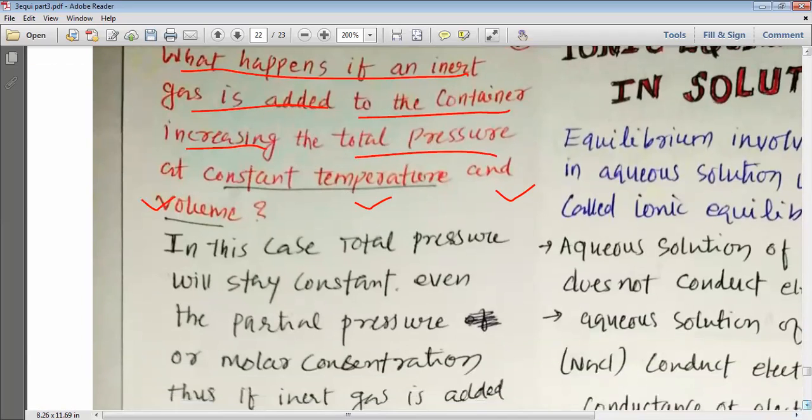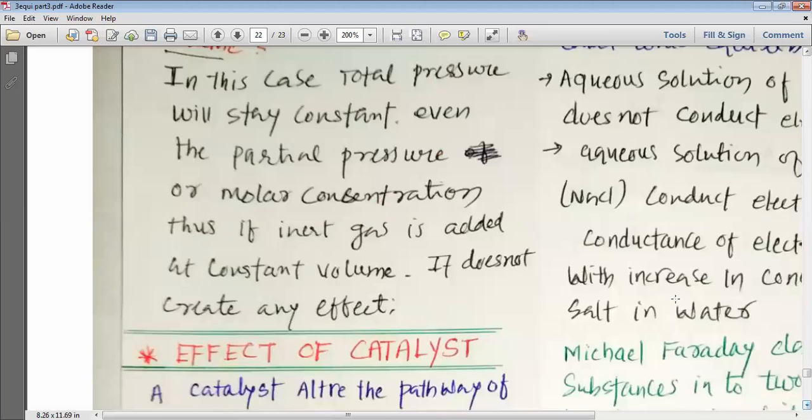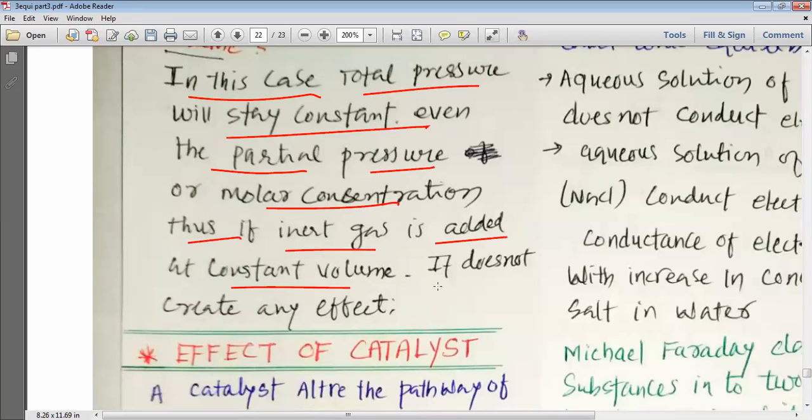We have studied, my dear students, that if an inert gas is added at constant volume, there will be no effect of adding the inert gas. In this case, the total pressure will stay constant, and even the partial pressures or molar concentrations will also remain constant. Thus, if inert gas is added at constant volume, it does not create any effect.